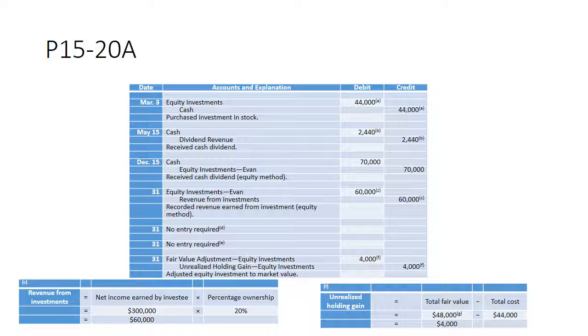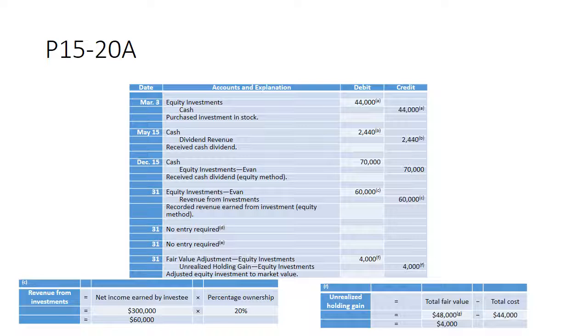Now, what else happens? On December 31st, Evan also reports its annual financial statement information showing $300,000 of net income. Under the equity method, when you own more than 20% and significantly influence the other company, such as Evan, you must take your percentage of net income. 20% of 300,000 is 60,000. Increase the investment account. So we will debit the equity investment Evan and credit revenue from investments, $60,000.